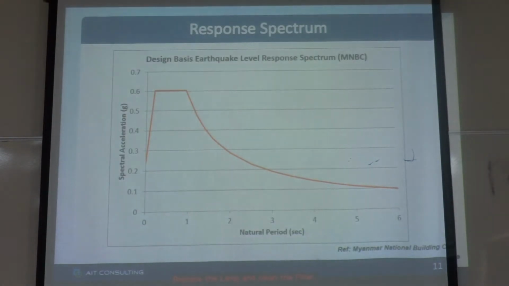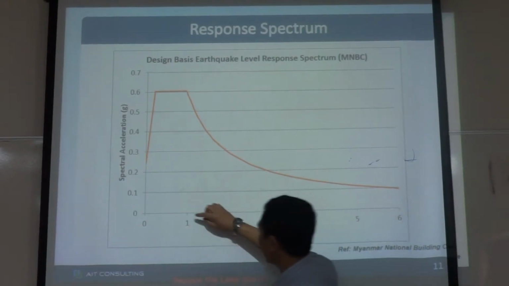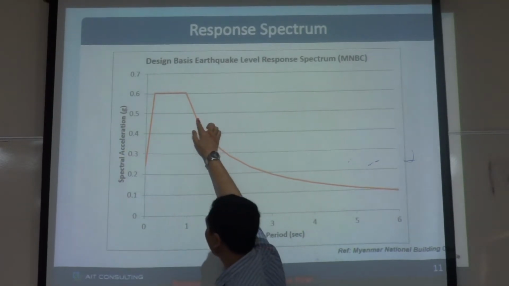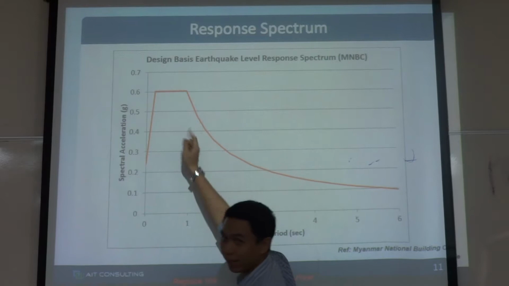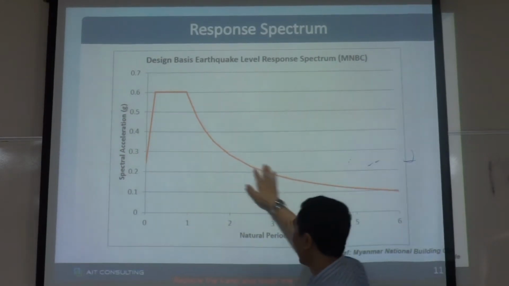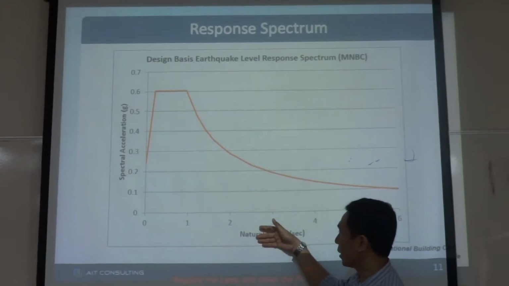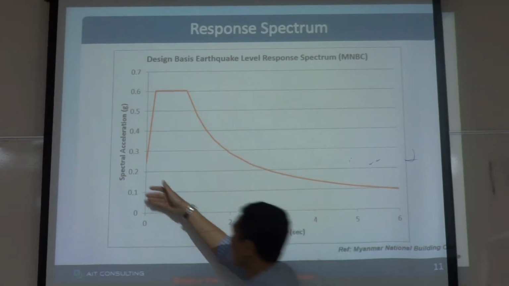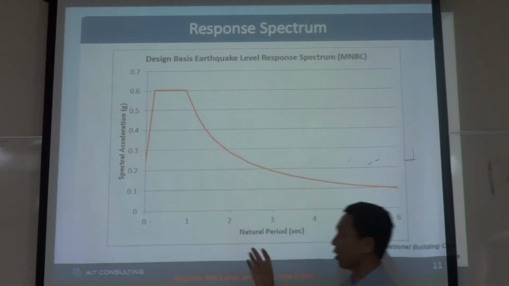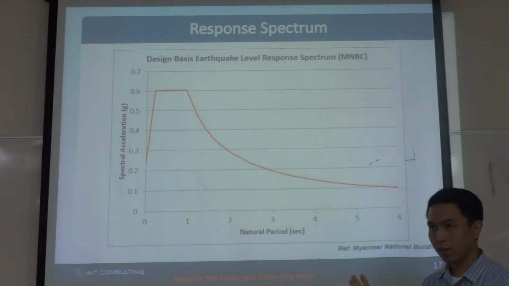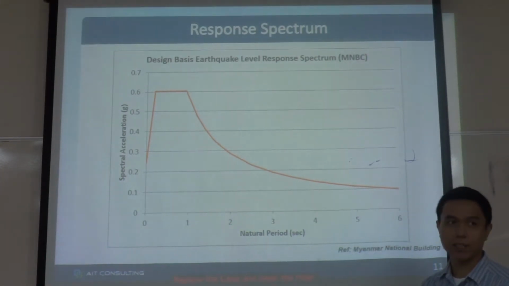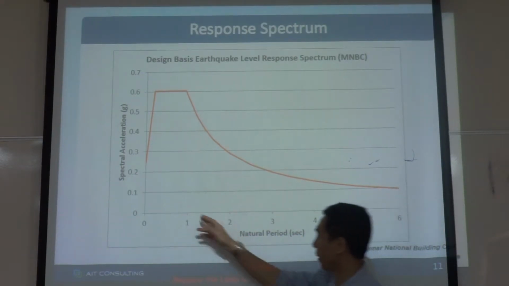And this is the sample response spectrum curve for DBE level earthquake. In the code, it gives the spectral acceleration at 1 second and at 0.2 seconds. The other portion is estimated by the equation. This is the natural period of the building, and this is the building response. The spectral acceleration is not the acceleration of the ground. That one is the acceleration of the building, and it depends on the natural period.